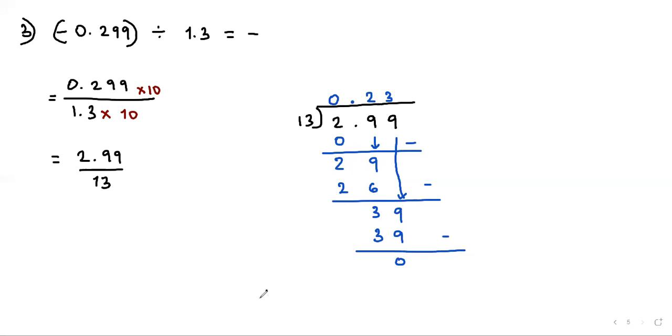So therefore, when we have negative 0.299 divided by 1.3, we know that our answer will be a negative, and it will be negative 0.23. Have you understood, student? Yes. Okay, so if you have understood, that's very, very good.